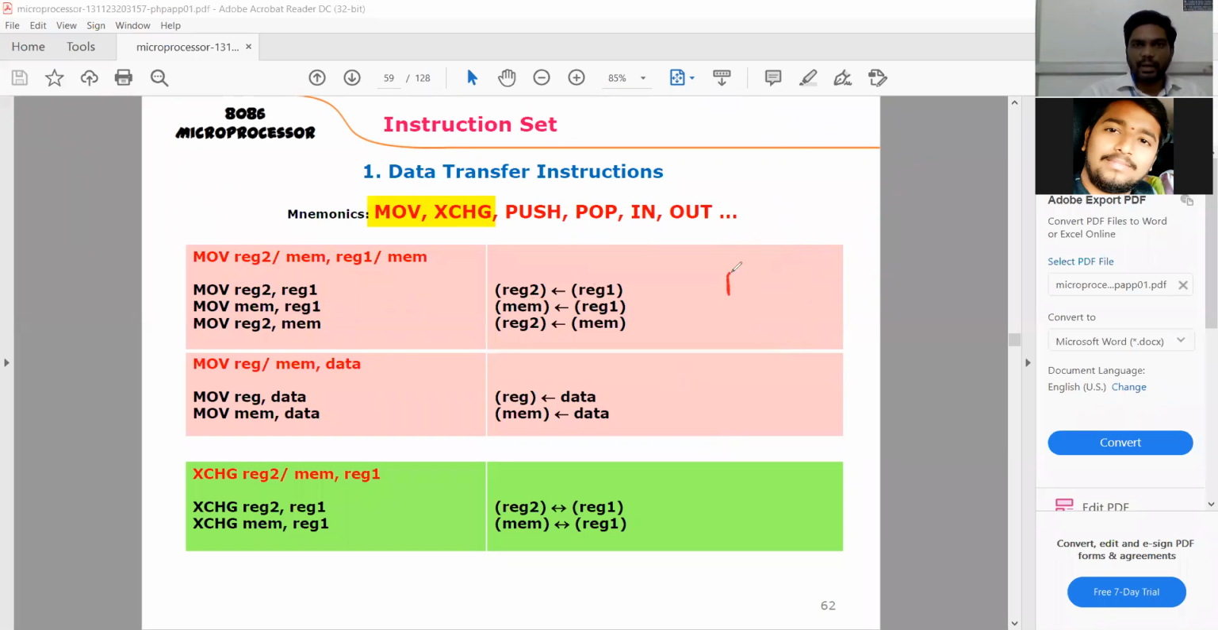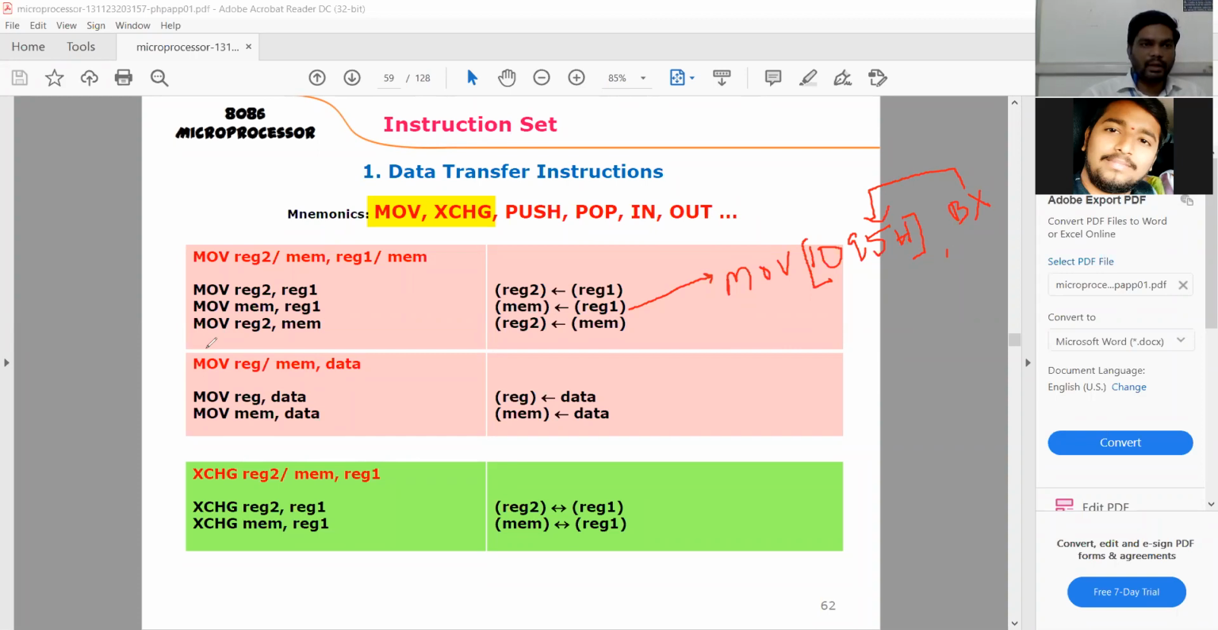Let us say MOV [1095H], BX. Okay, this is the memory location. As it is a memory location, we have to put it in brackets, and we can use any of the general purpose registers we have. Here I am using the BX register. This is the example for the second category. That means we are copying the contents of the BX register into this particular memory location.